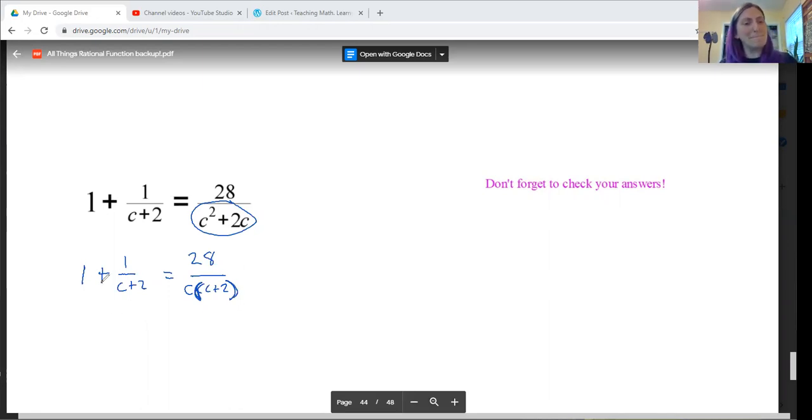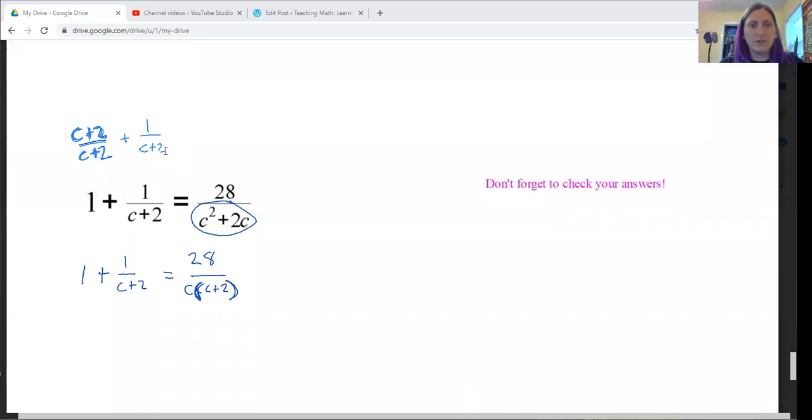So, what can I do? Maybe if I turn this mixed expression into one thing, then we can multiply stuff out. Well, that would be the same thing as, remember, 1 is the same thing as c plus 2 over c plus 2. Okay, I'm going to actually change my color here so you guys can see that I'm doing something a little bit separate here. C plus 2 over c plus 2. Okay, it's the same thing as 1. And then we're going to add that to 1 over c plus 2.